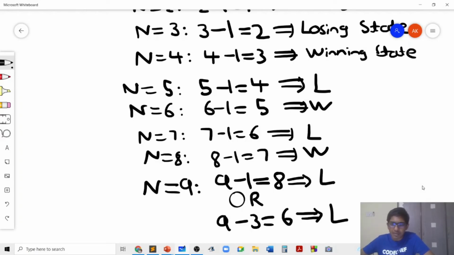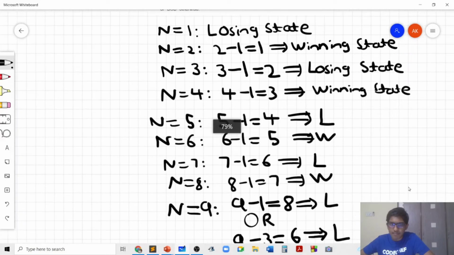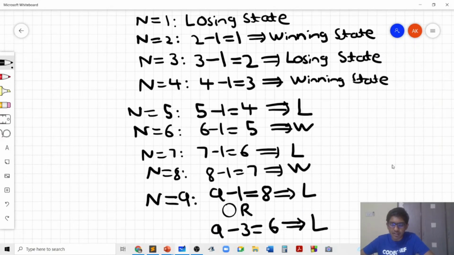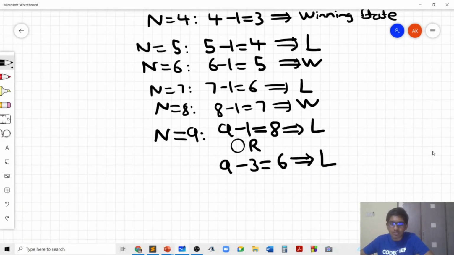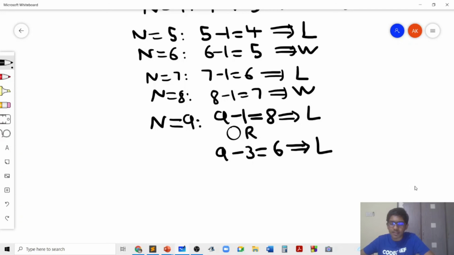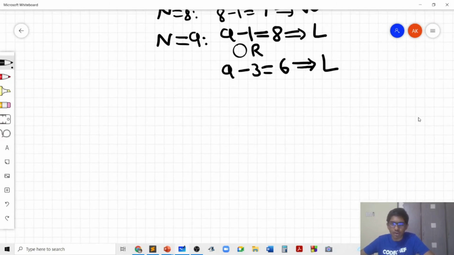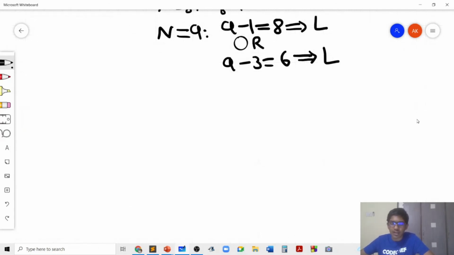So basically, we are realizing that there's a clear pattern which is forming. When n is odd, it looks like it's going to be a losing state, and when n is even, it looks like it's going to be a winning state. So now let's try to reason out whether this is true or not, and if it is true, let's try to prove why it is true.